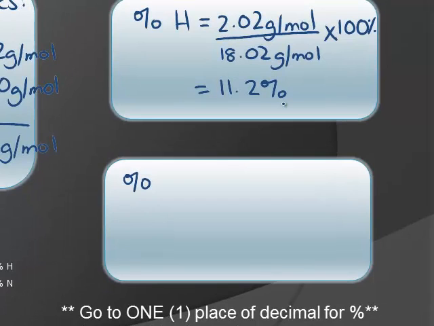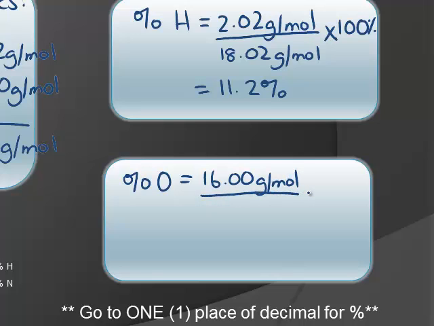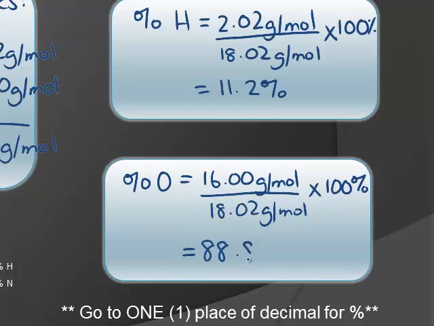Looking at the percent oxygen, again, it's the part of the whole. So the part of the mass that came from oxygen is 16 grams per mole. I need to divide that by the entire molecule's mass, 18.02 grams per mole. And again, I need to multiply by 100 because we multiply all percentages to get a value greater than 1 most times, and we would get 88.8%.